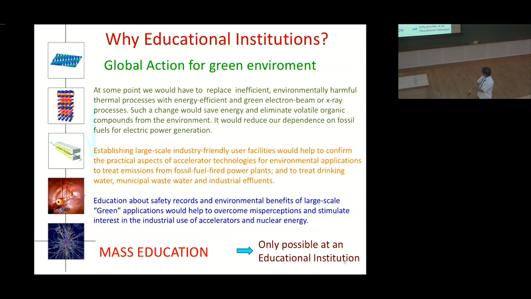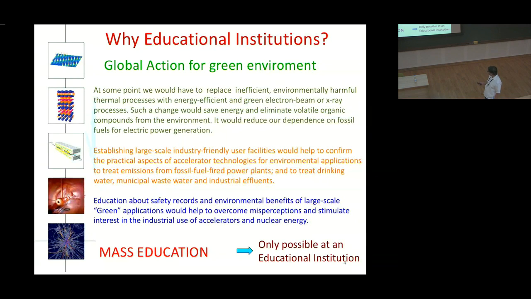There is also, in the global action for a green environment, a lot of misconception about it, and we have to produce accelerators at mass scale, because we have to replace inefficient, environmentally harmful thermal processes with energy efficient green electron beam or X-ray processes. This is what was being talked about as a future technology, but such technology exists. How to make it cheaper, for purification of water or for various other treatment of effluents from chemical factories, what do we need? Education about safety records and environmental benefits of large-scale green applications would help to overcome these misperceptions and stimulate interest in industrial use of accelerators and nuclear.